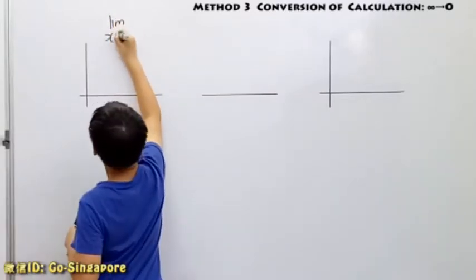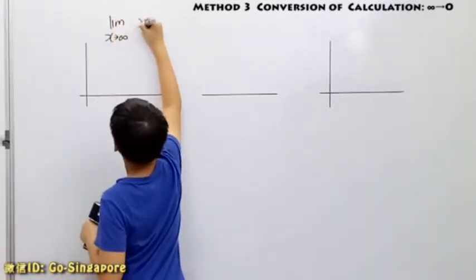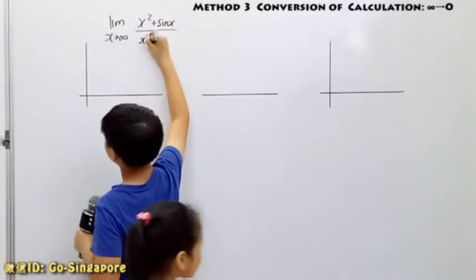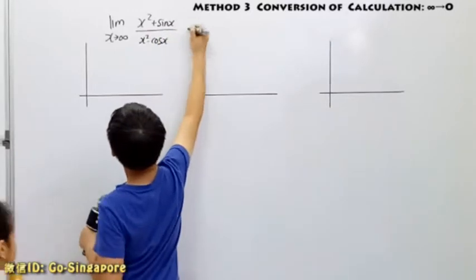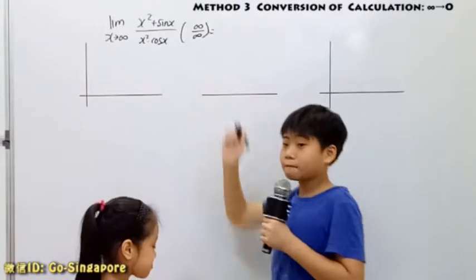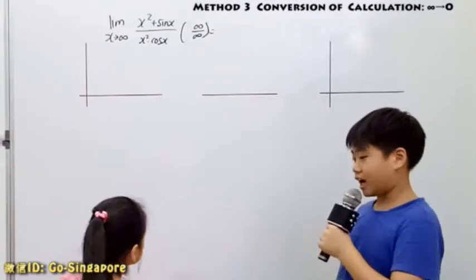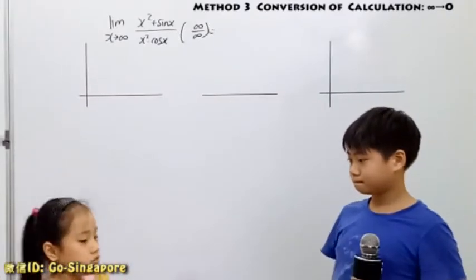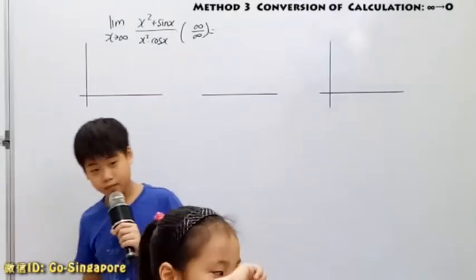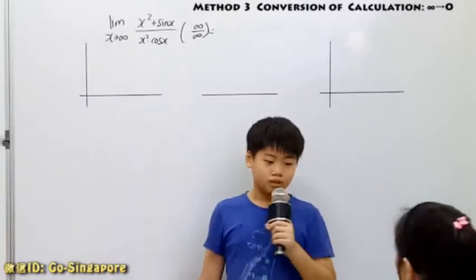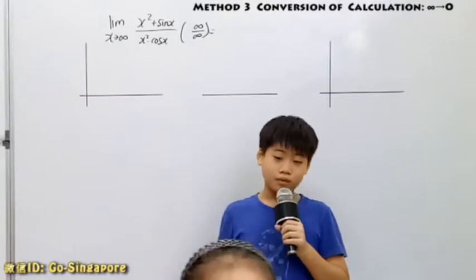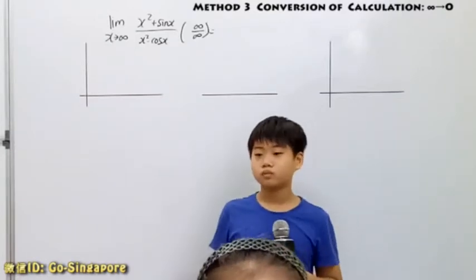The question is: limit as x approaches infinity of x squared plus sin x over x squared minus cosine x. Is it infinity over infinity? What is the maximum of sine x? 1. The minimum? Negative 1. Cosine, maximum? 1. Minimum? Negative 1.